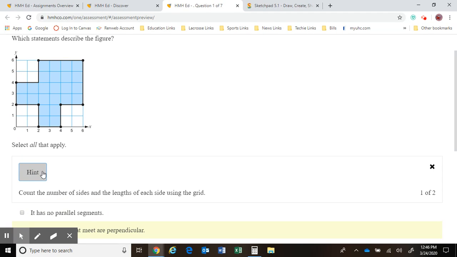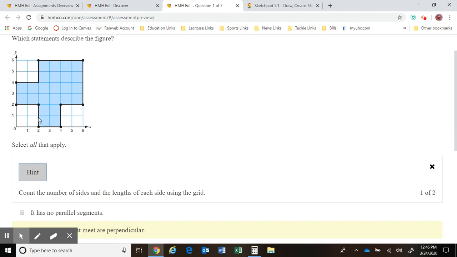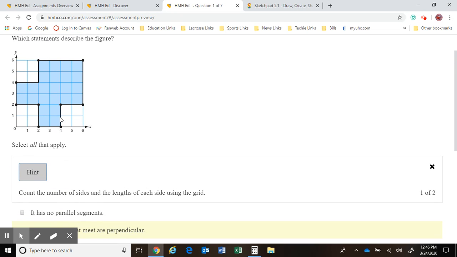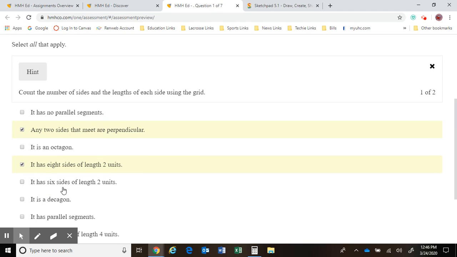Of course, you always take a look at the hint if you want as well. It's an octagon. An octagon has 8 sides. Let's count the number of sides. 1, 2, 3, 4, 5, 6, 7, 8, 9, 10. So this is 10 sides. It's not an octagon. It has 8 sides of length 2 units. Let's see. 1, 2, 3, 4, 5, 6, 7, 8. Yep. If it has 8, then it doesn't have 6. It's a decagon. A decagon is a 10-sided figure.